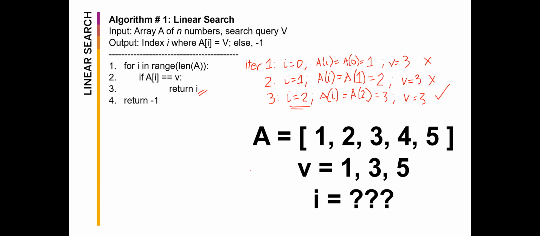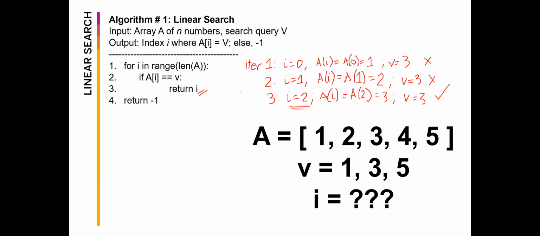So you get the flow of the algorithm of the code. Does it make more sense now? All right. Now let's look at V equals 5.